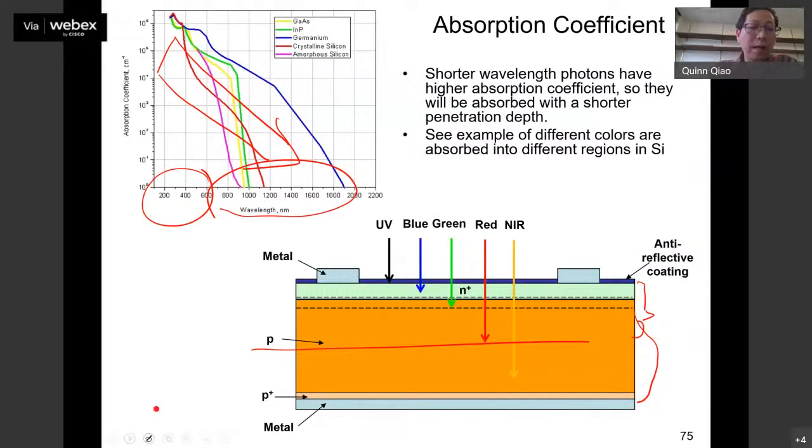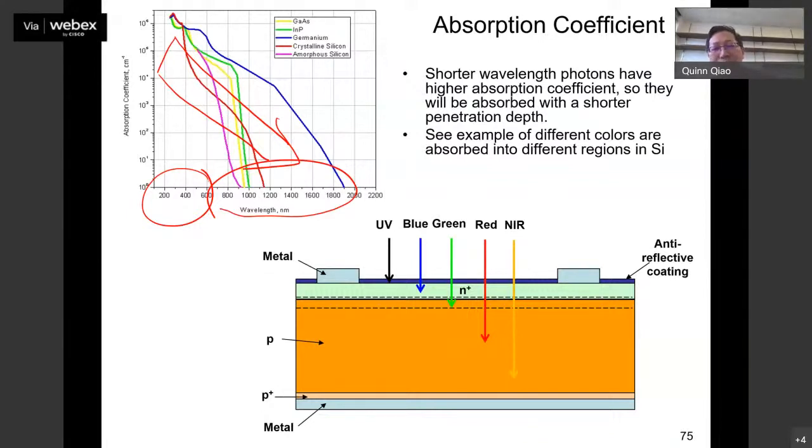So that's why I put here UV light, blue light, green light, red light, infrared. UV light is basically absorbed at the top, even if you have anti-reflective coatings. That typically is transparent, right? It's also a large band gap material, because you don't want to block any visible light. And then you go to the N plus, that's blue light, and then going on to green will be what?